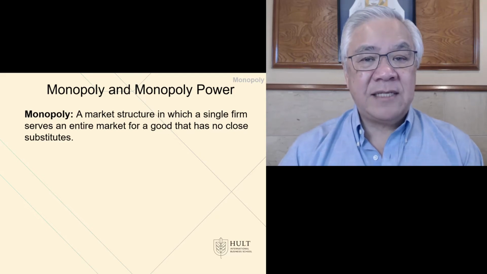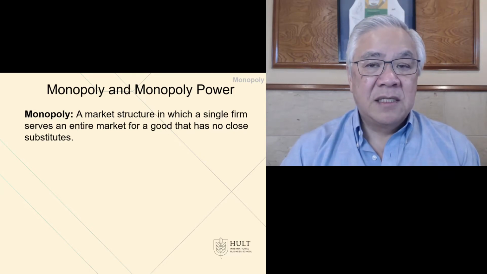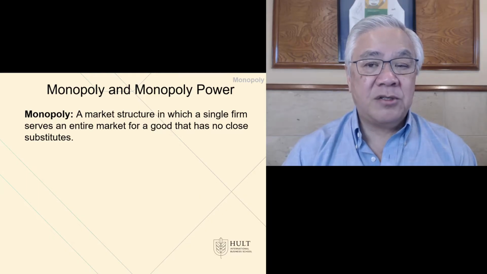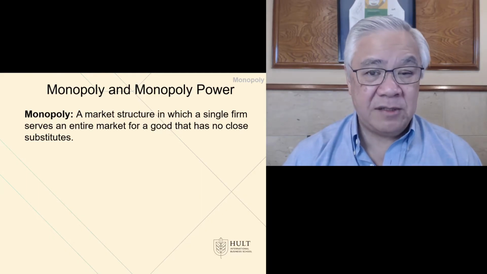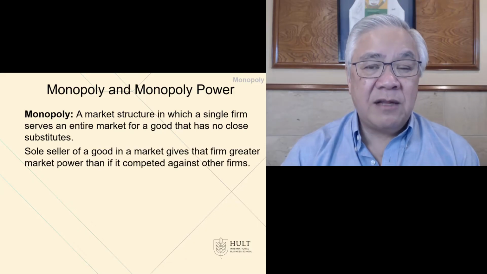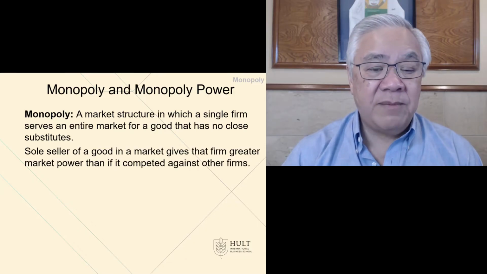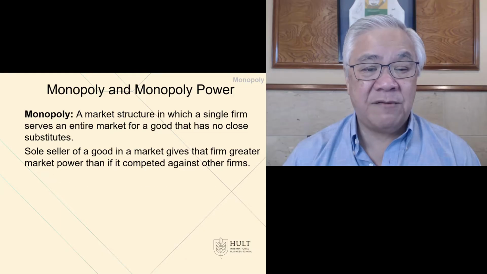Let's now move to our second topic, which is monopolies. So what is a monopoly? It's a market structure in which one firm controls the entire market and there are no close substitutes. The sole seller of goods, therefore, has greater market power because it's not competing with any other firms.